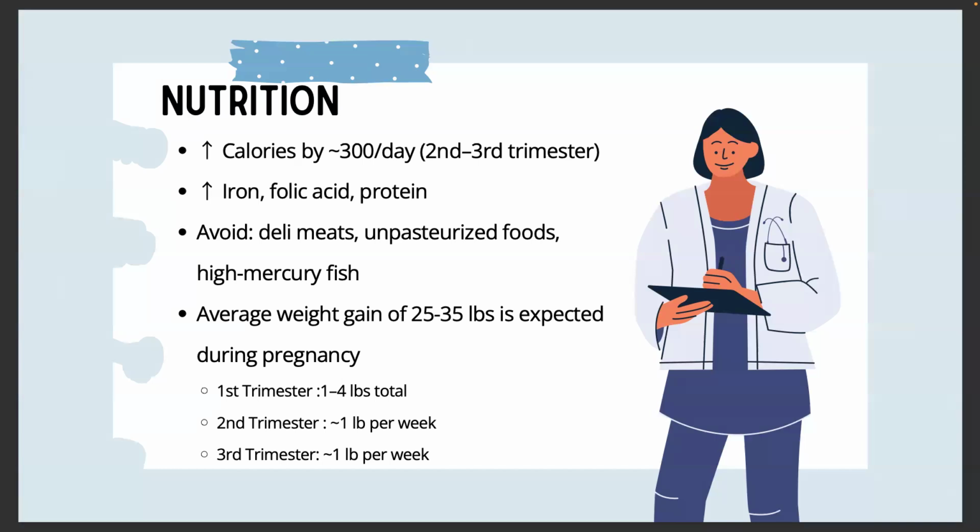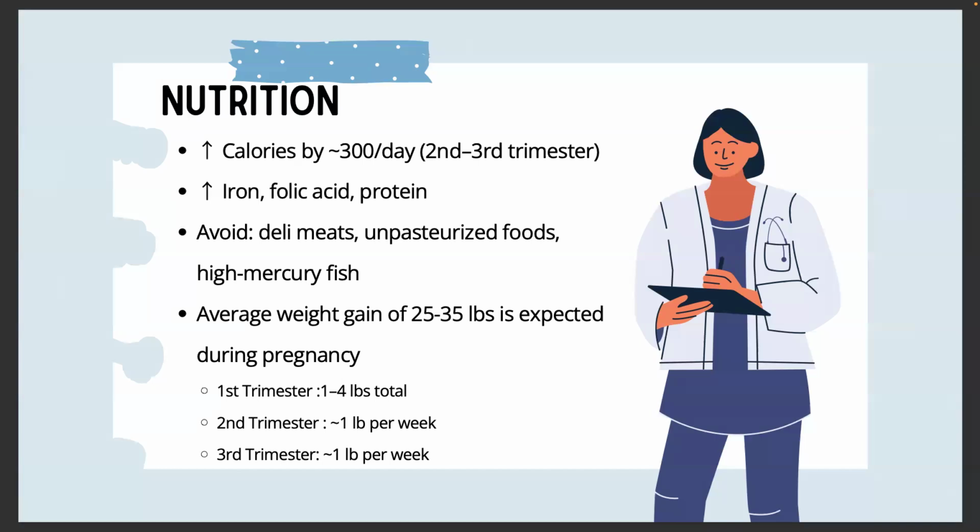High mercury fish is another thing that we're not going to eat during pregnancy, okay? Because it can affect the fetus's brain. Teach your patients that if they really are dying to have a deli meat sandwich, they need to cook it until it's steaming hot. And no unpasteurized dairy. And stick to low mercury fish like salmon or cod.